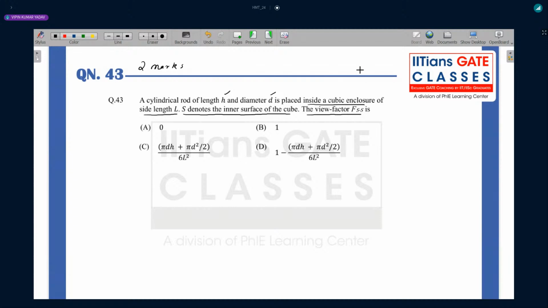So let us try to draw it again here. Look, you have a cube. So this is my cube.